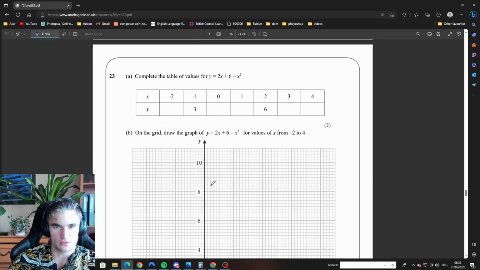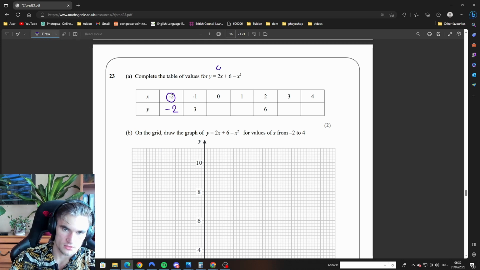Complete the table of values for 2x plus 6 minus x squared. So I have to substitute x with minus 2. So let's do 2 times by minus 2. Okay, then we have to plus 6. Minus 4 plus 6 minus 4. So it has to be minus 2. Okay, what about 0? What's 2 times by 0? 0. What's 0 to the power of 2? Nothing. And so it has to be 6.